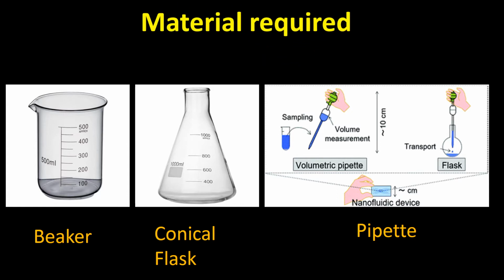Today's topic is standardizing the given hydrochloric acid solution volumetrically. This is from class 10th, practical number 3. The materials required for this procedure are a beaker, conical flask, pipette, burette and some other things as well. Let's discuss them one by one. Number 1 is the beaker.